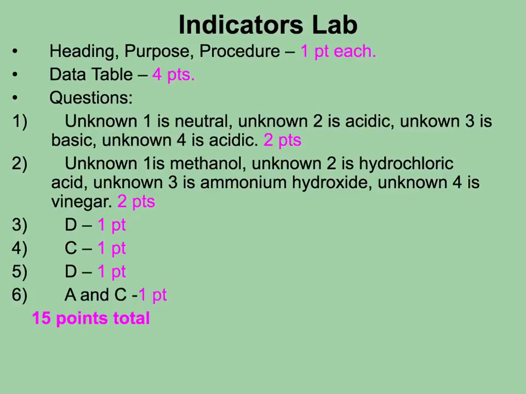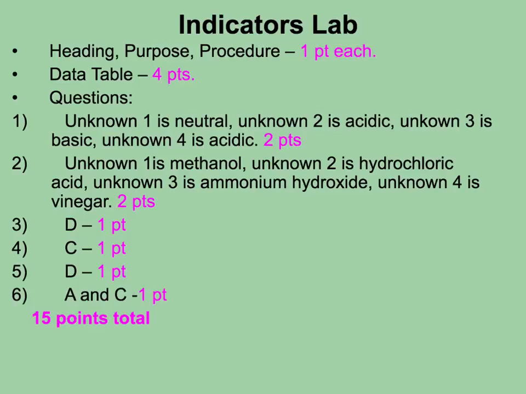So the total for this lab is going to be 15 points. The heading, purpose, and procedure are 1 point each as usual. The data table is 4 points, as long as the data table is filled with different colors, then that's okay. The questions. The first question is worth 2 points.